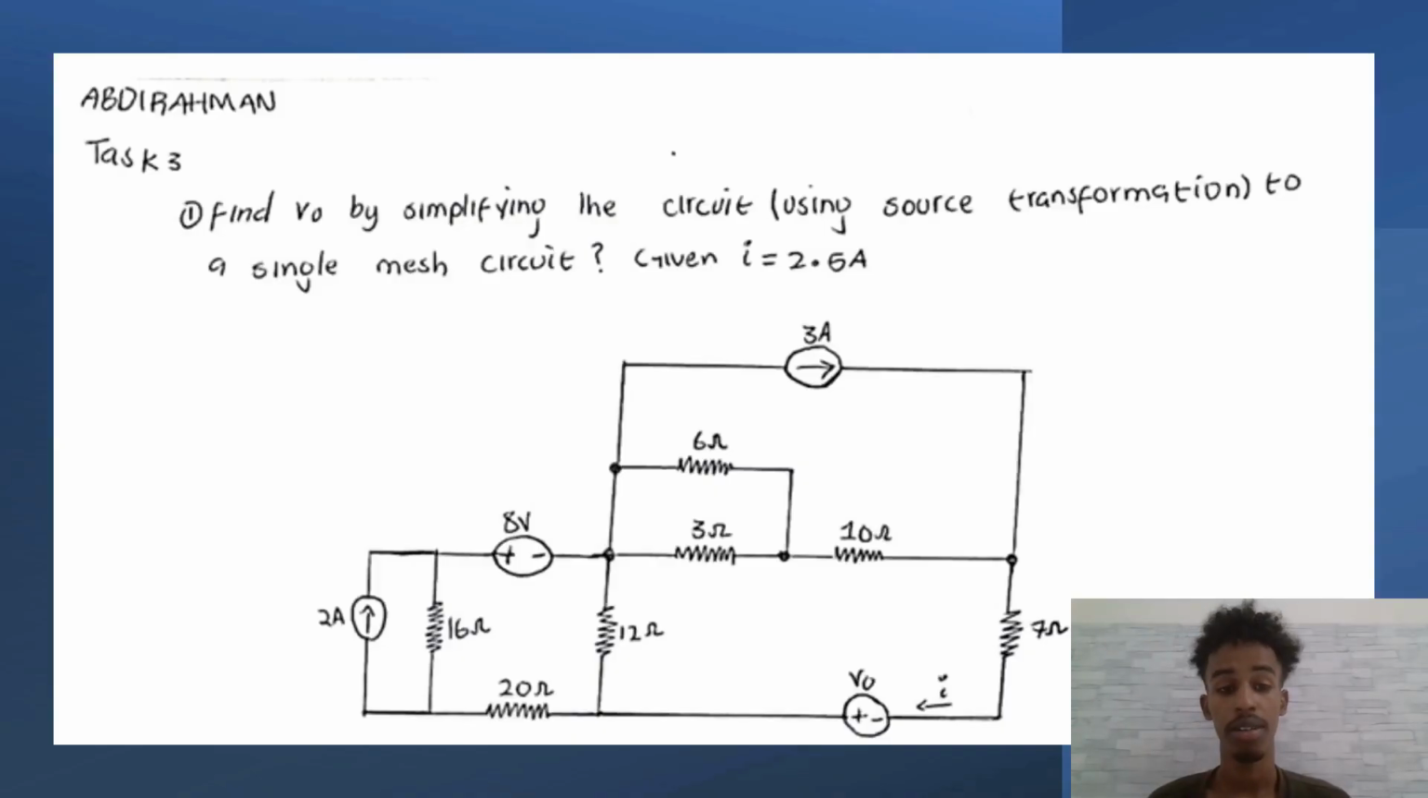So today we are here to solve this complex circuit problem. What we are solving here is to find V node by simplifying the circuit using only source transformation to a single mesh circuit, given current is 2.5 ampere. First of all, we are transforming this 2 ampere current source into a voltage source, and this 16 ohm will be in series with these 2 voltages.